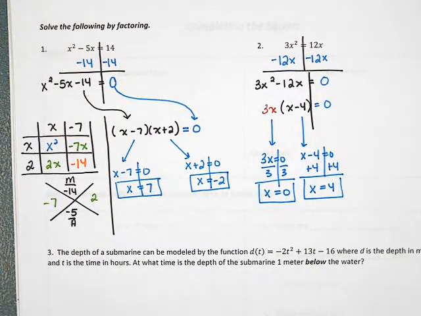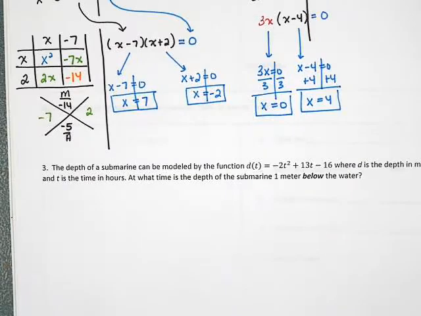Now my last problem that we're going to do here in the video is this. The depth of a submarine can be modeled by the function d of t equals negative 2t squared plus 13t minus 16, where d is the depth in meters and t is the time in hours. What time is the depth of the submarine 1 meter below the water?